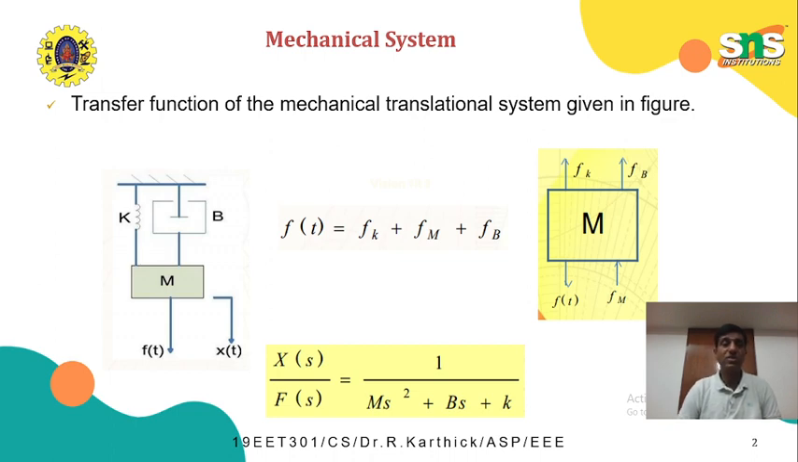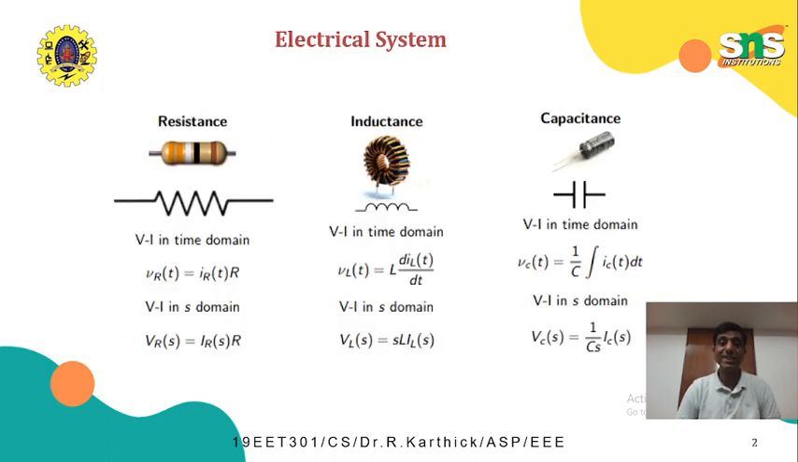The next very important system we are going to discuss is the electrical system, and here the resistance, inductance and capacitance. These three elements are the basic elements of any electrical system, and here I've given the relationship between the voltage and current for the electrical system. For a resistor, the voltage VR according to Ohm's law is I into R, and it is a dissipative element, whereas the inductance and the capacitance are the storage elements in terms of magnetic energy and electrostatic energy.